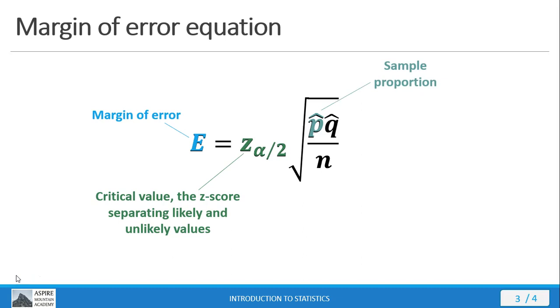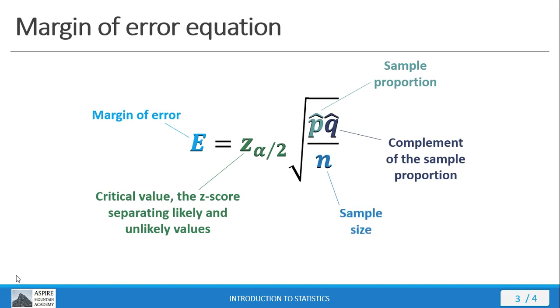P hat, of course, is the sample proportion. Q hat will then be the complement of the sample proportion. So whatever the sample proportion is, we can calculate Q hat by taking the sample proportion P hat and subtracting it from 1. So P hat plus Q hat will always equal 1.